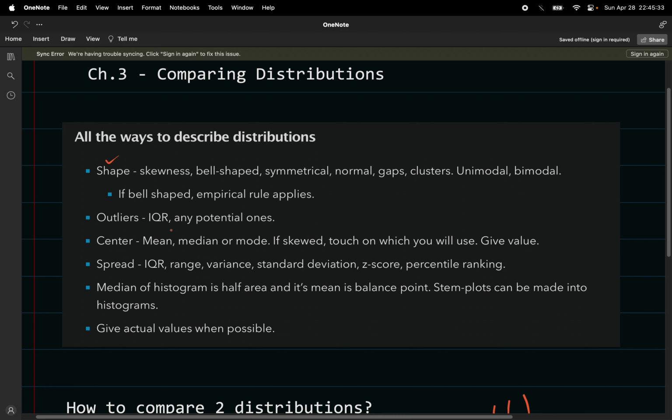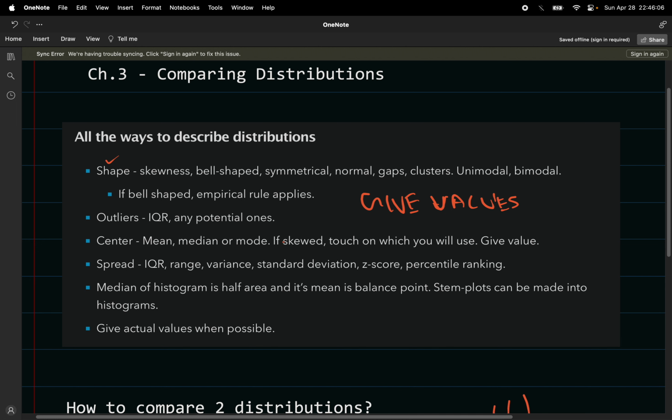Okay, so outliers, IQR, any potential ones. If you can, put the data into L1 or L2, and tell them exactly the value. Give values. If you don't give values, they will not give you marks. Then center: mean, mode, compare, give values. The mean for this distribution is 500. Next one, mean is 700.